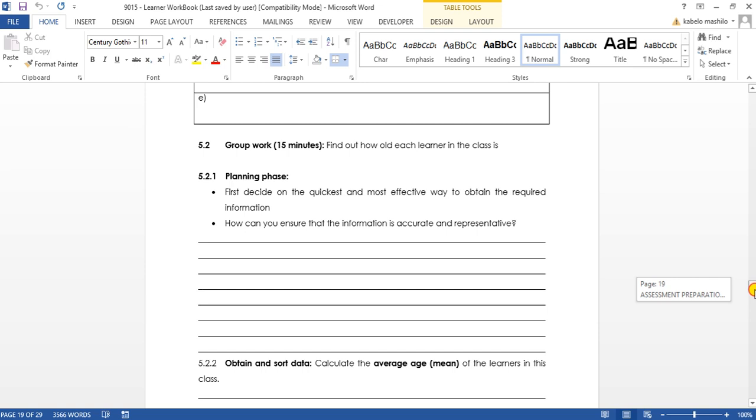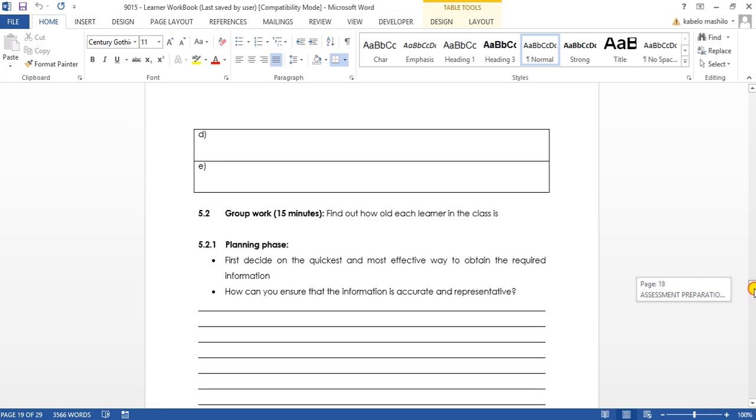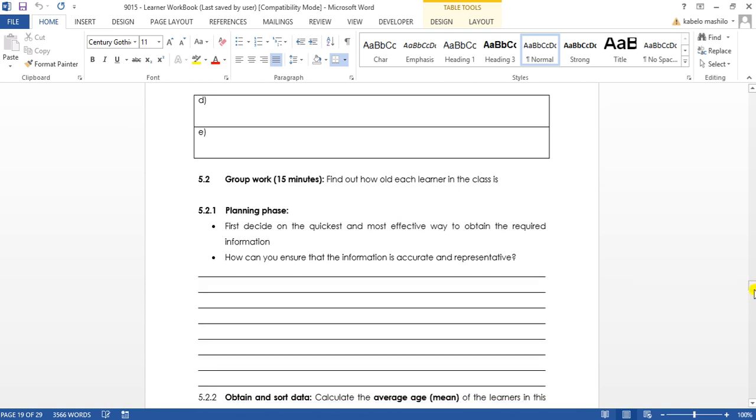Let's see. Find how old each learner in class is. Let's say, for instance, we've got a class in grade 12. We've got 10 learners that are above the age of 18. So you count that number and then you work according to that.